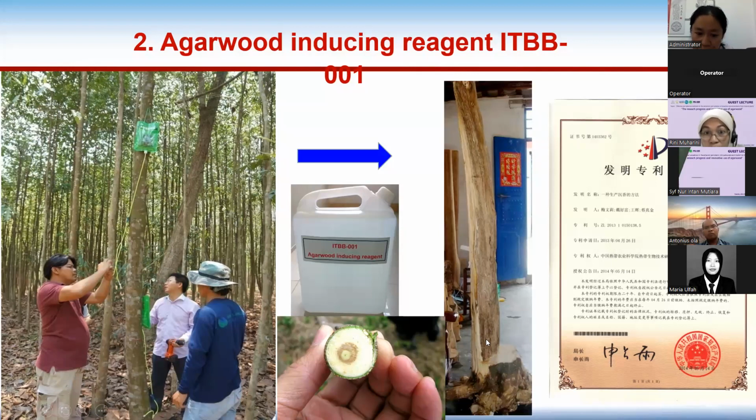Look at this picture. It can make the whole tree produce Agarwood. The whole tree, the color has already changed. And meanwhile, in the shortest time, 4 to 5 years, we can collect it. We have already gotten a patent for this reagent, and also use it in Guangdong, Hainan of China, as well as in Thailand, Laos, and Malaysia.